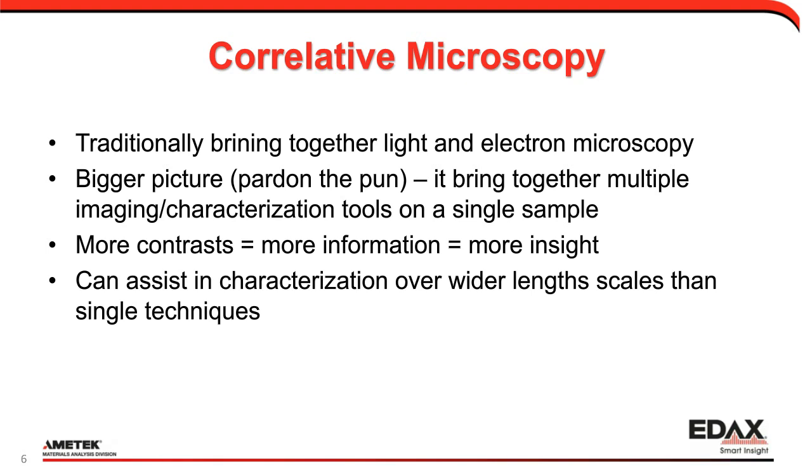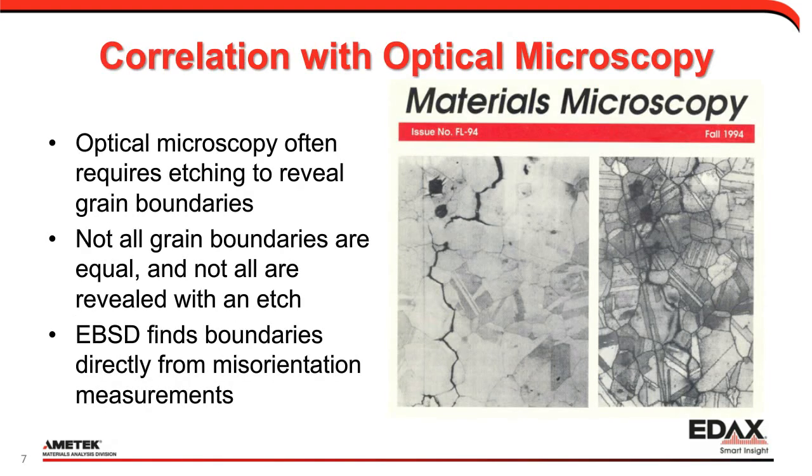So if we start with optical microscopy, this is an example from 1994. So it's something we've been doing for quite a while. This is one of our first covers from a journal. Of course, optical microscopy, generally to see the grain boundaries, you have to etch the sample, and not all the grain boundaries are equal. And that's a statement I'll make a few times during the presentation.